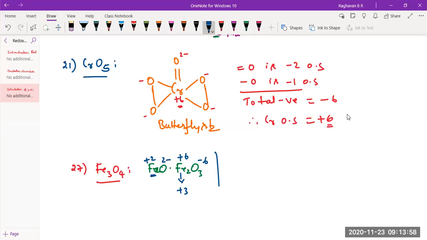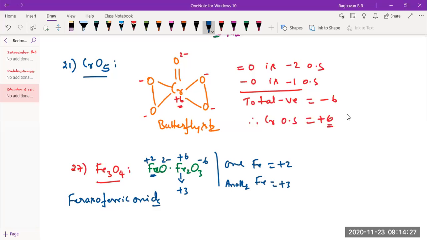This Fe3O4 is called mixed oxide. It's also called ferrosoferric oxide. Okay, there is ferrous ion and ferric ion both. So one iron is plus 2, another iron is plus 3.